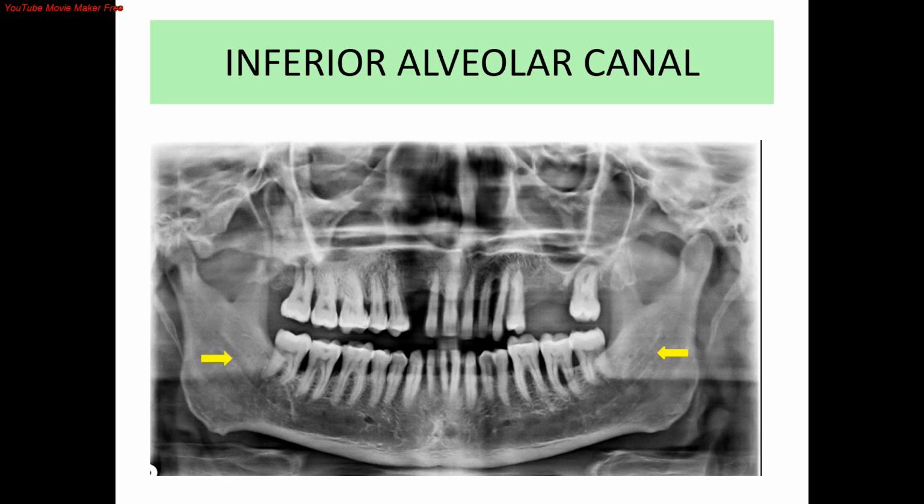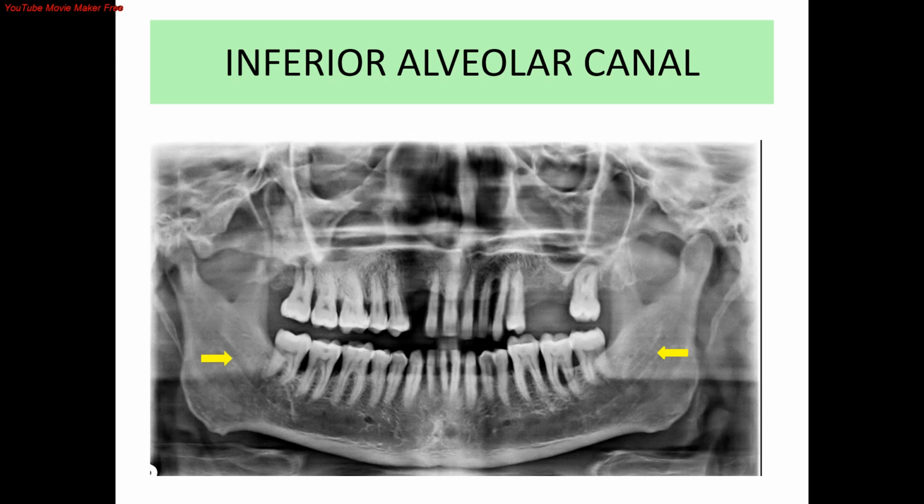Next important landmark is the inferior alveolar canal. It is a dark tubular shadow running from the ramus of the mandible up to the mental foramen. It is very essential to know the proximity of this to the tooth roots, as during extraction of these teeth, especially the third molars, if the root is too close to the inferior alveolar canal, it can cause damage to the nerve and in some cases permanent numbness of the lip.